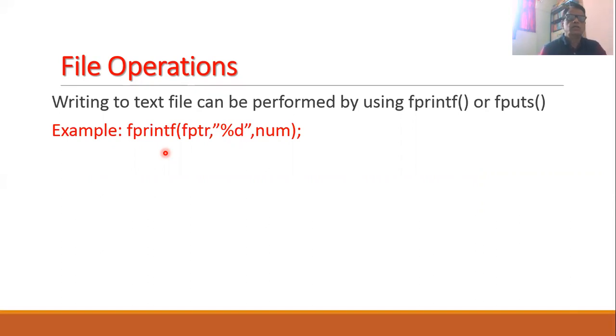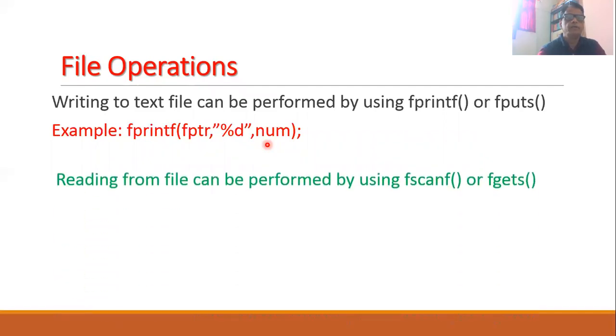So the general format that is being used for this function is fprintf. In the bracket, we initially mention the file pointer, then comma, and then the type of the data that you are using. If you are writing, say, an integer number, then in that case you can use in the double apostrophe %d, and then the variable of which the value is to be stored into the file.